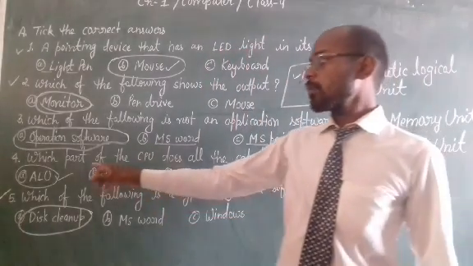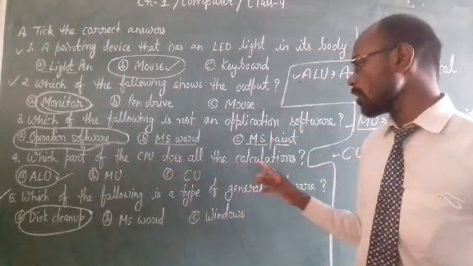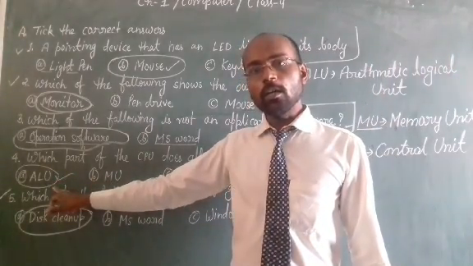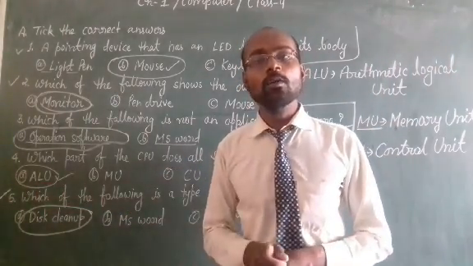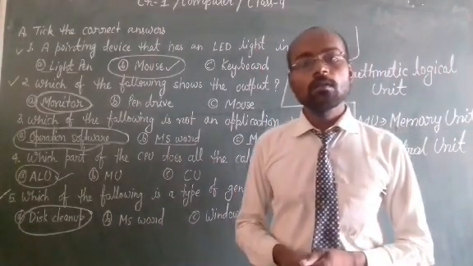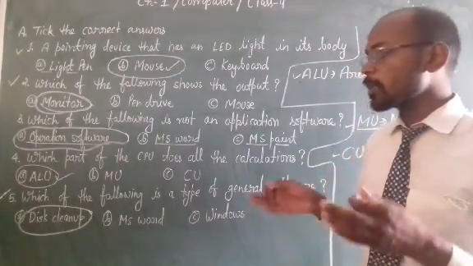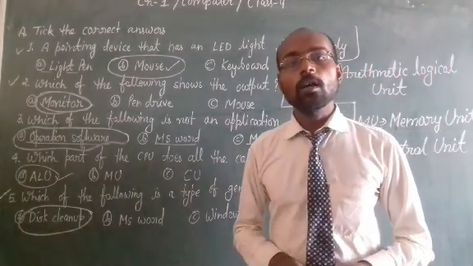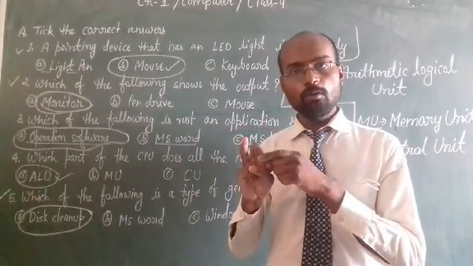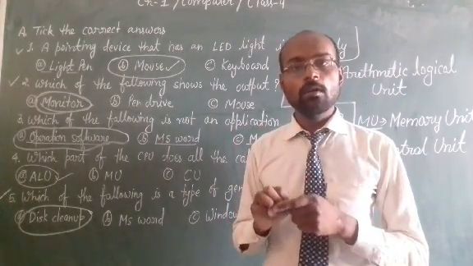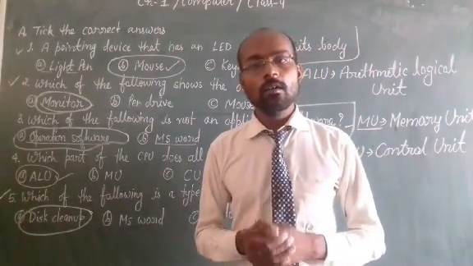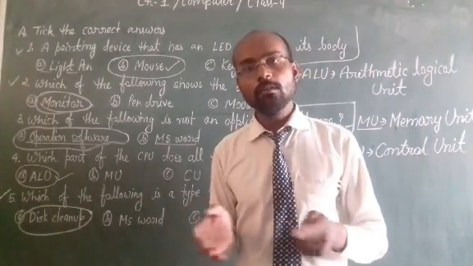Question number 4 is, which part of the CPU does all the calculation? Students, option number A, ALU, arithmetic logical unit, does all the calculation in a computer system. A CPU has three parts: ALU, MU, and CU. You have to remember it.